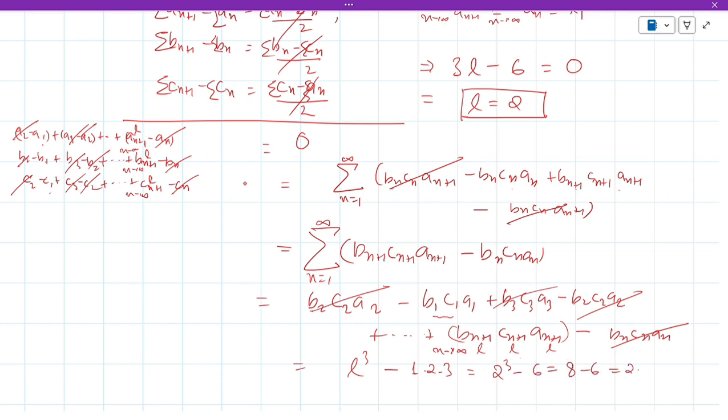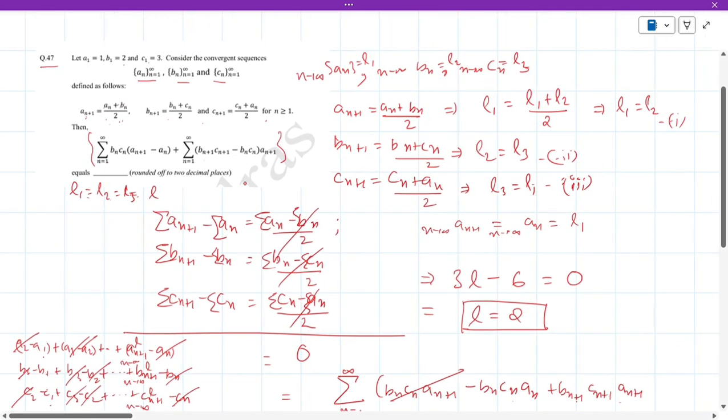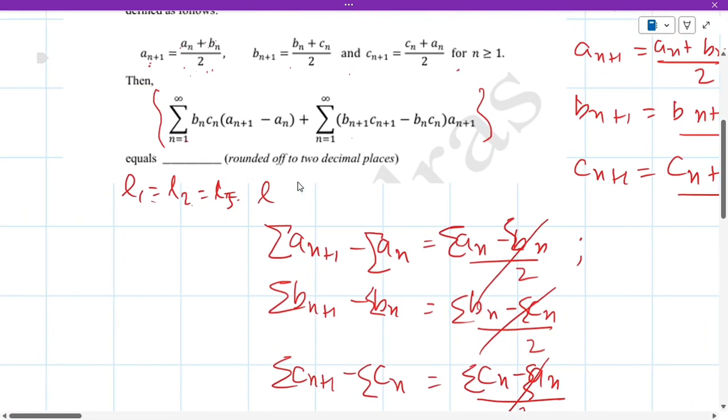So the answer of this question, up to 2 decimal places, will be 2.00.